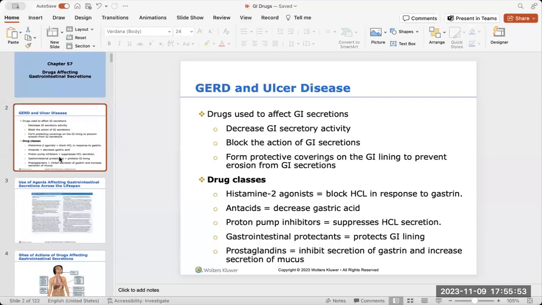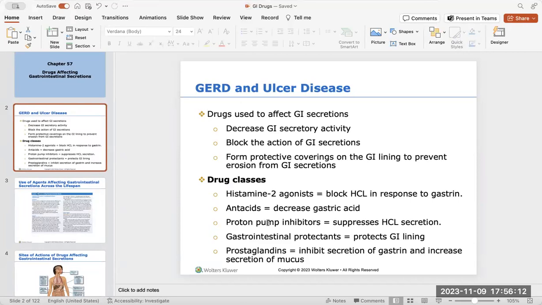So, there are drugs that are going to affect different things. They can block the actions of the GI secretions, they can decrease GI secretions, or they can form protective coverings. And they can help prevent the GI from getting any erosions or ulcerations.